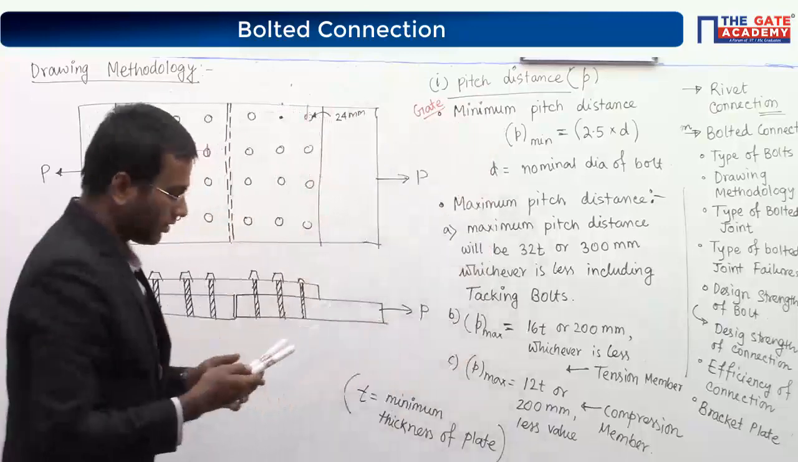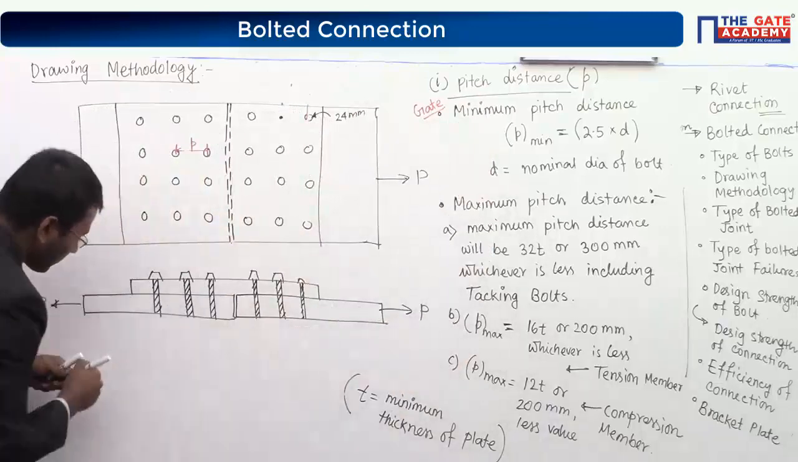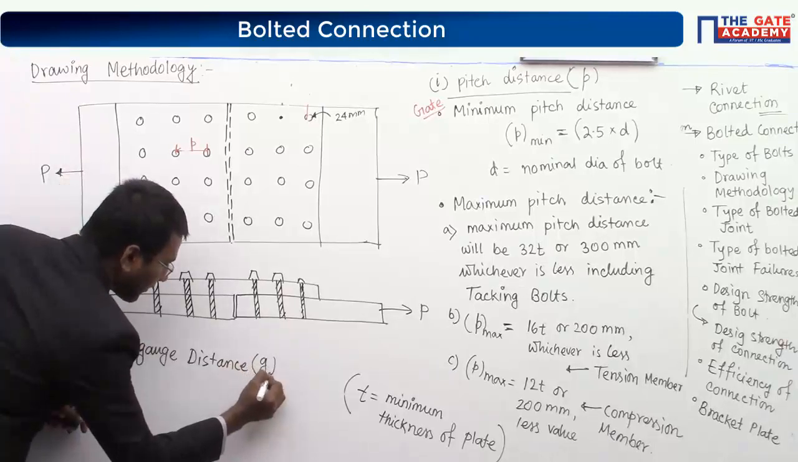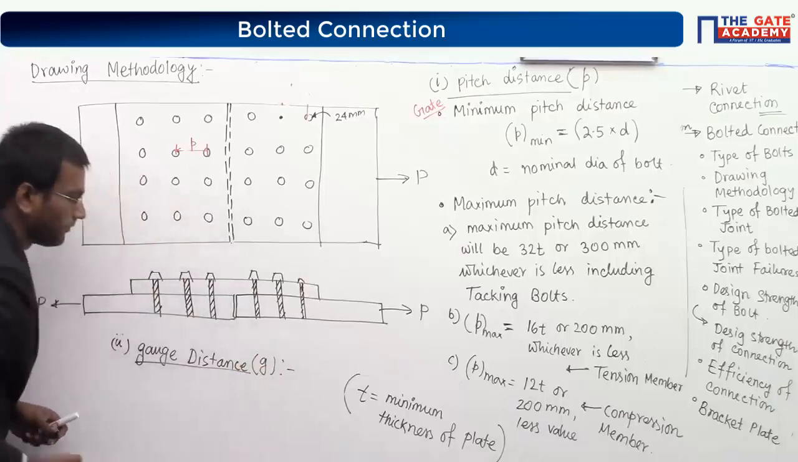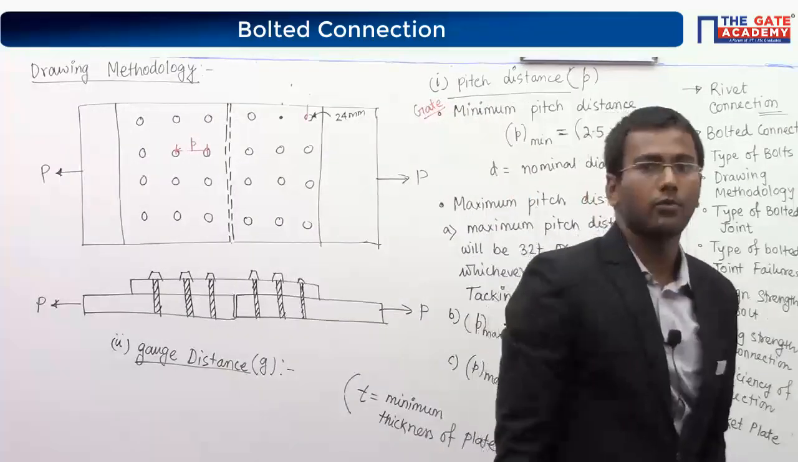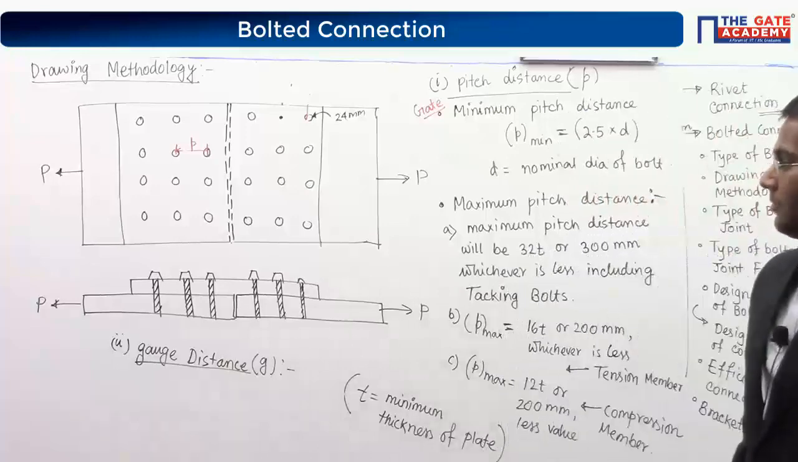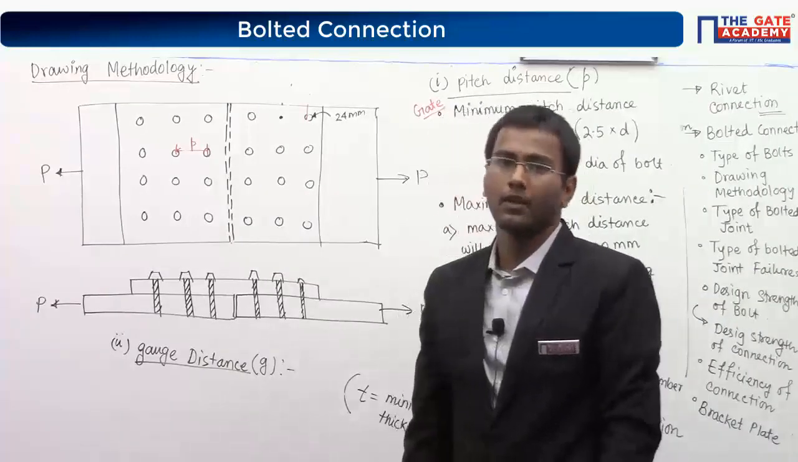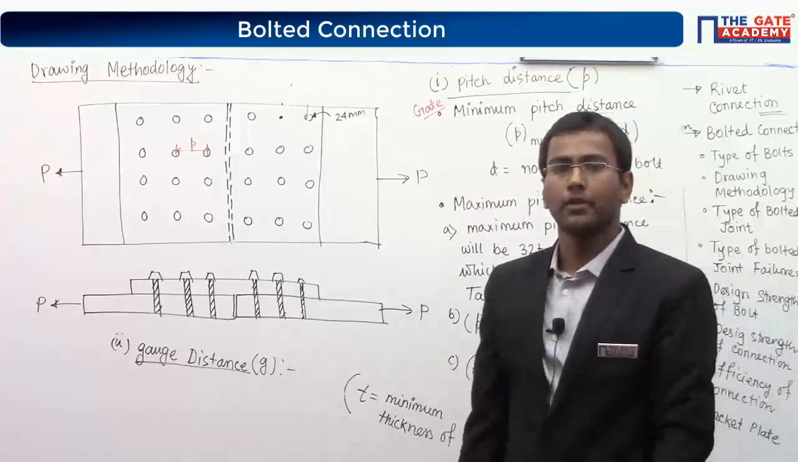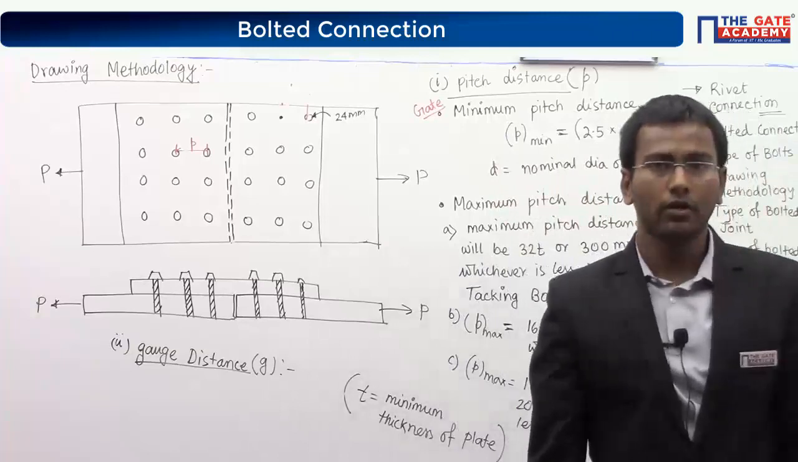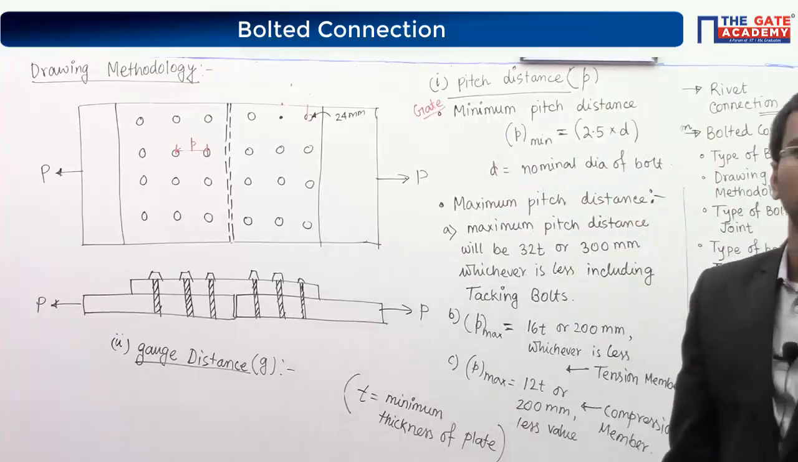Next, the heading gauge, or someone pronounces it gauge distance. It is denoted by G. So please write down gauge distance, whatever way you want to pronounce it. Write down the distance between two consecutive bolts.